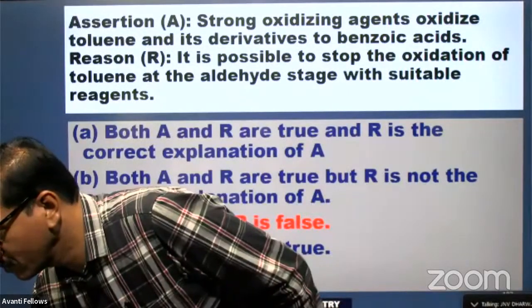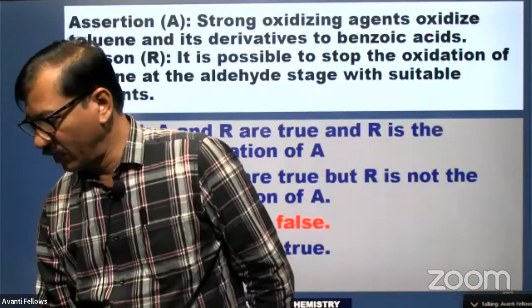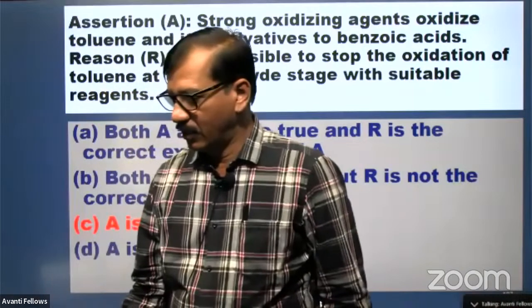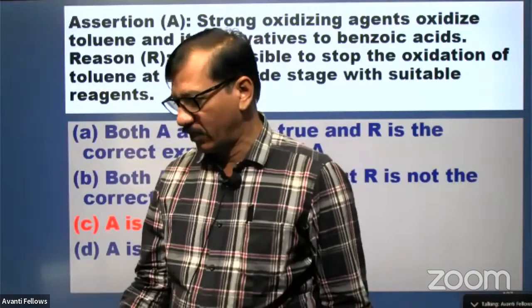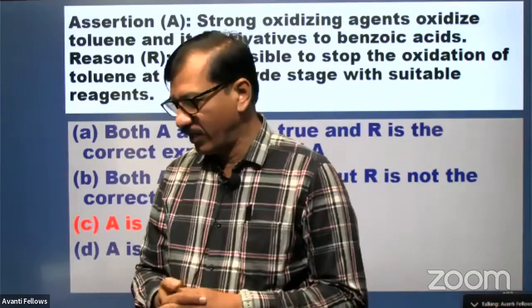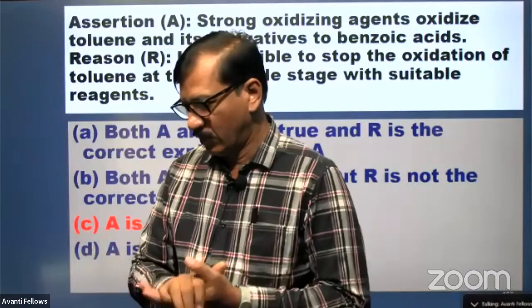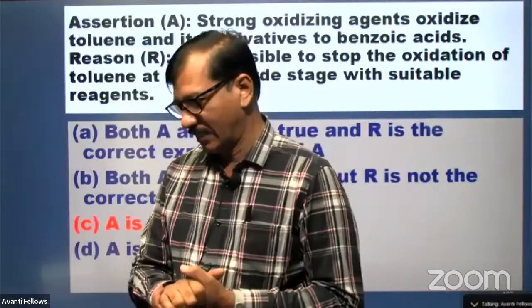Sir, pardon me? With reagents we can convert toluene into... Toluene or its derivatives, maybe chlorotoluene. If it is chloro, that also can be converted into benzoic acid, because a benzylic hydrogen is necessary for conversion into benzoic acid. KMnO4-KOH is the reagent. Yes.